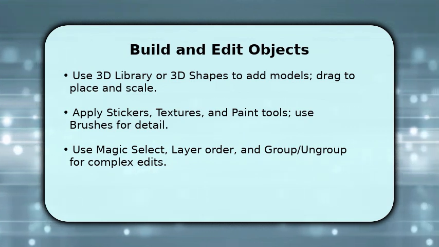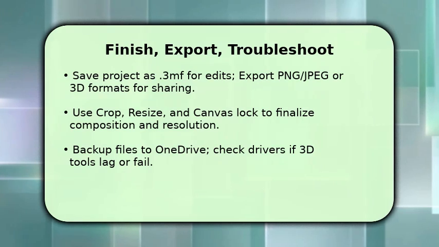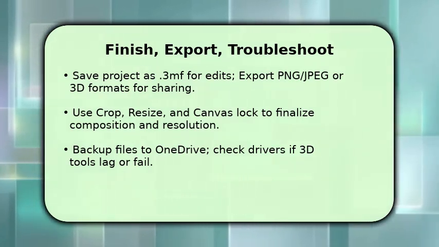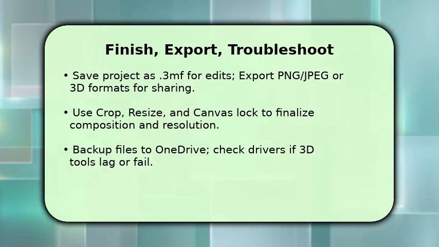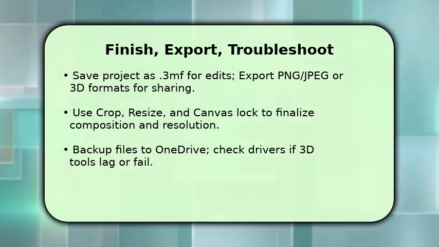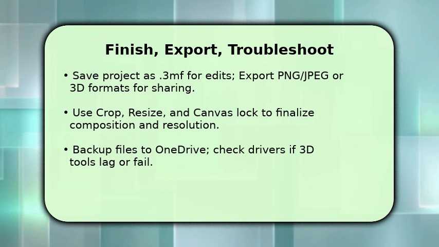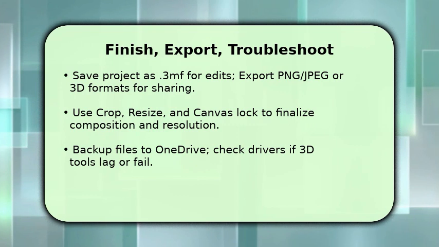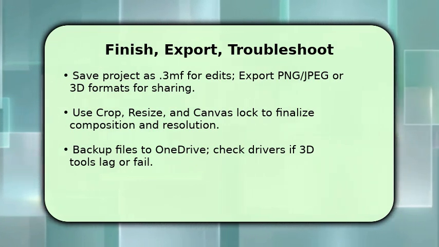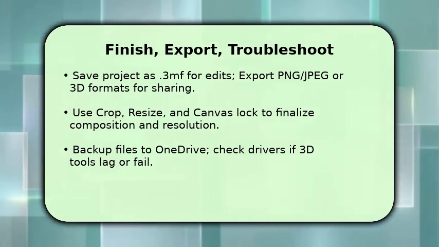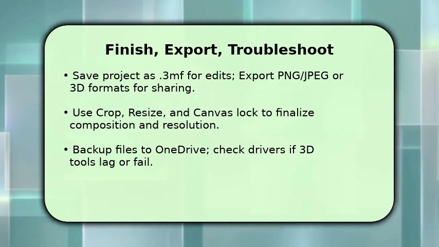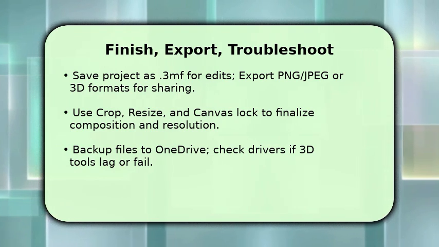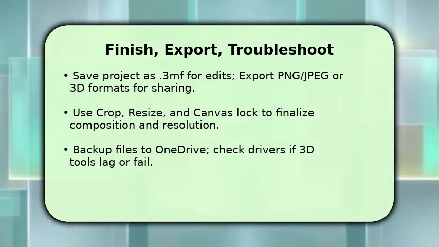Complete the project by saving as a 3MF to preserve 3D data, then export a PNG, JPEG, or 3D file for printing or sharing. Make sure export settings match intended resolution. Once saved, use crop and resize to tidy edges and lock the canvas to prevent accidental changes. If you need to print, export a compatible 3D format. If something goes wrong, try the troubleshooting tip. Update graphics drivers and restart Paint 3D, and make sure OneDrive.